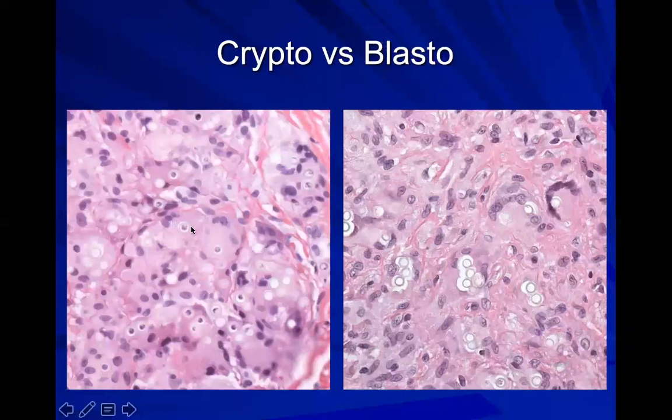Here's another picture of crypto. In this particular case, you can see this mucinous wall, right? You see that bluish wall around there, and it's got this little nucleus inside, whereas blasto is just the circle, okay? No mucinous wall, no circle inside, just an empty circle. Similar in size, however.